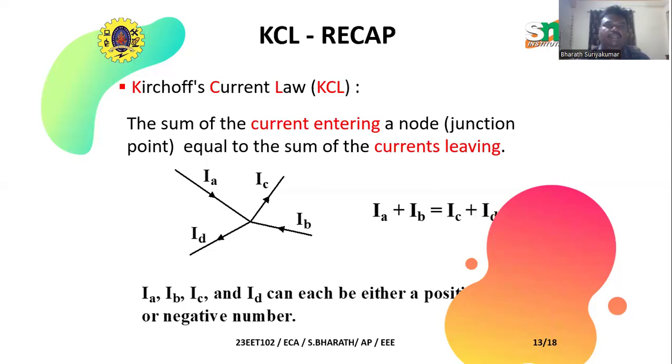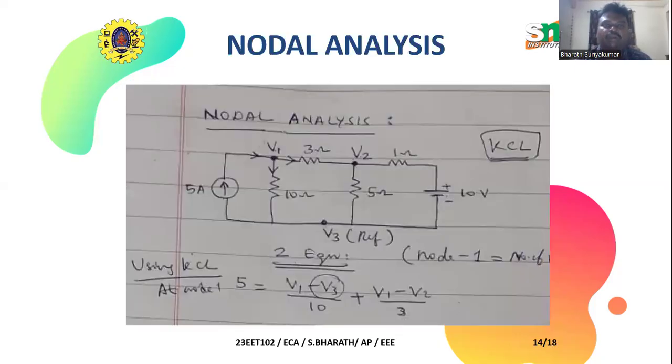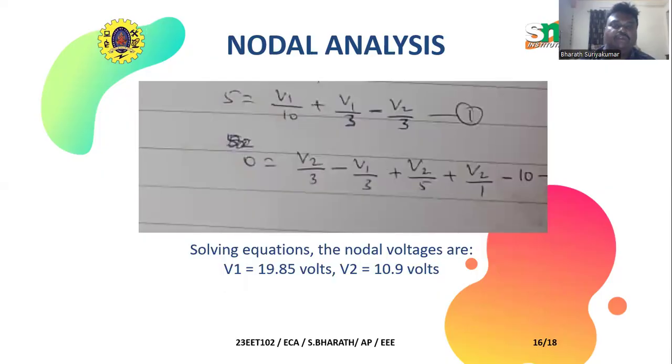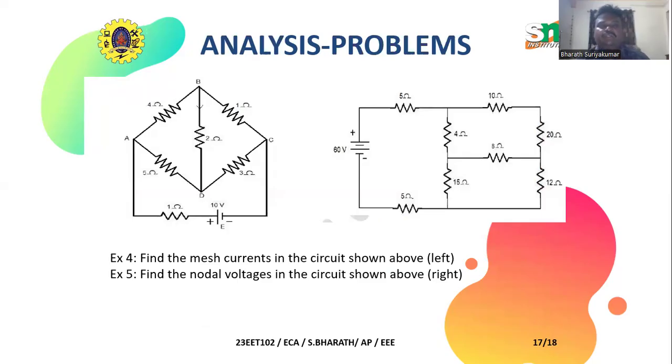What is Kirchhoff's current law? As a recap, the current entering a circuit is equal to the current leaving. The sum of the currents at a junction point is equal to 0. Based on Kirchhoff's current law, we go for nodal analysis, where we form the node equations. We select V1 as node 1 and V2 as node 2 in the given circuit as an example. So 5 equals (V1 minus V3) by 10 plus (V1 minus V2) by 3. V3 is nothing but the 5 amps. When we change the voltage source to a current source, we get two expressions for KCL using nodal analysis. Solving the two expressions, we get the answer for the circuit.